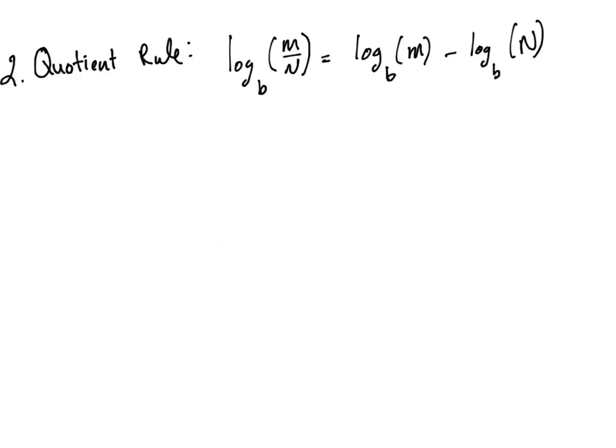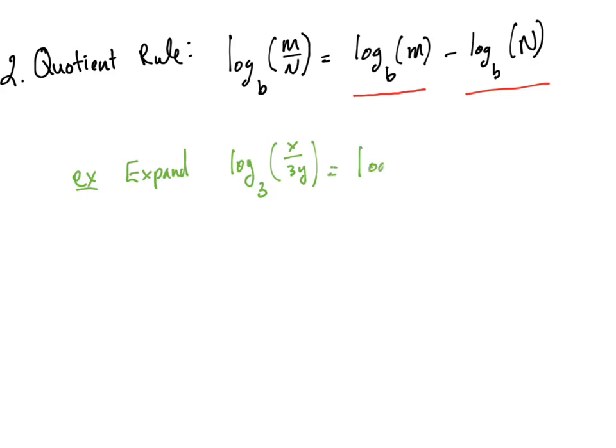Next, we have the quotient rule. If we have a quotient inside the argument, here we have m divided by n, we can rewrite that as log base b of m, which is the numerator, minus log base b of n, which is the denominator. As an example, if we want to expand log base 3 of x divided by 3y, I would say log base 3 of the numerator minus log base 3 of the denominator.